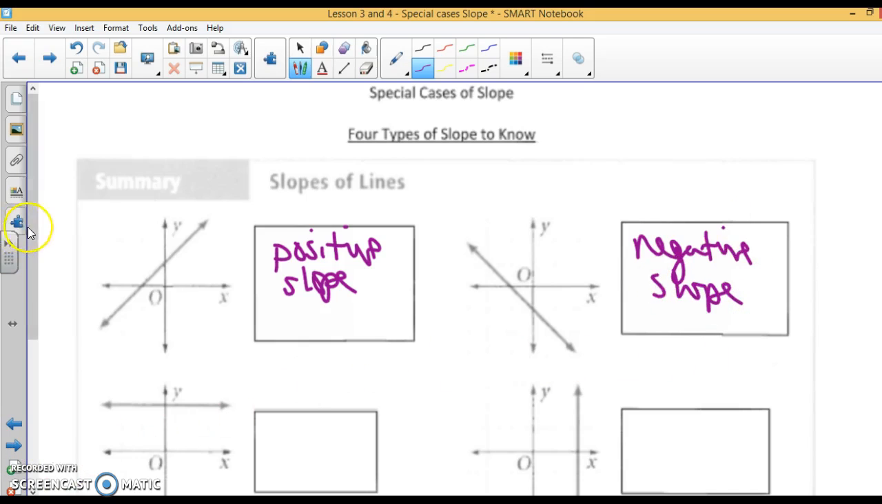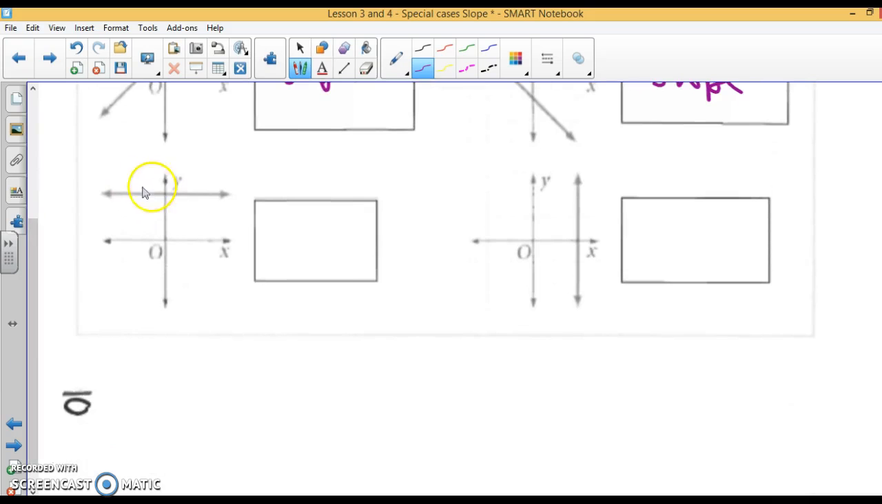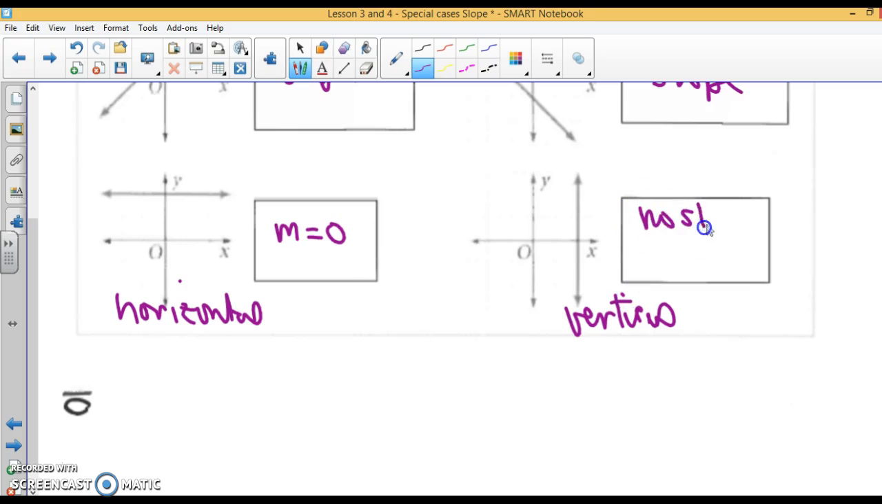And then the other two types of lines are either horizontal, this is horizontal. That slope is 0. And the last line is vertical. And you say it has no slope, or you can write undefined. No slope or undefined.